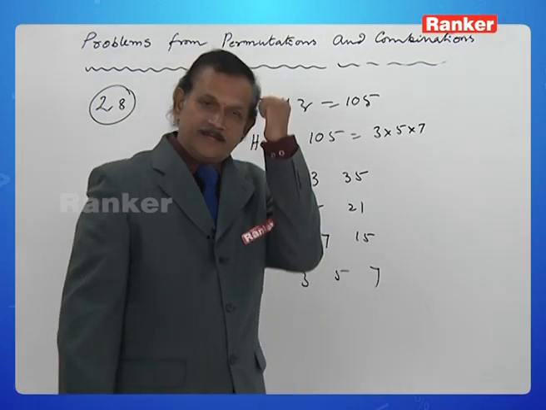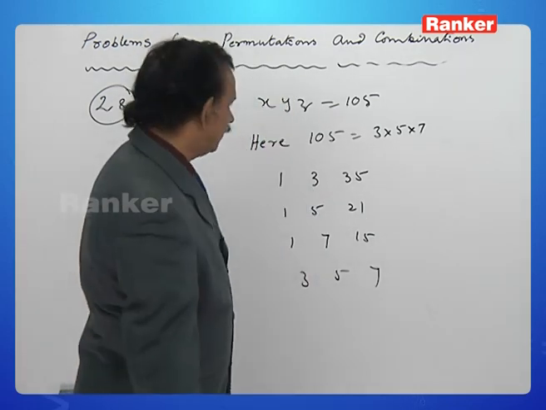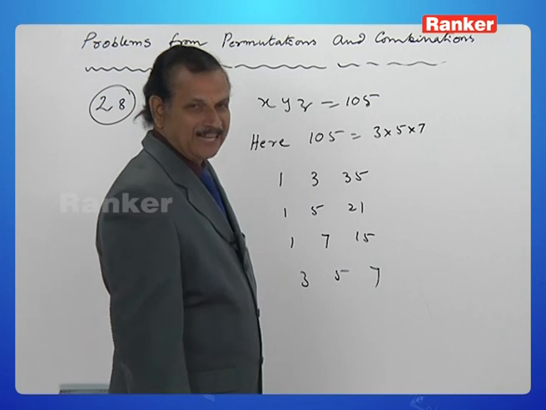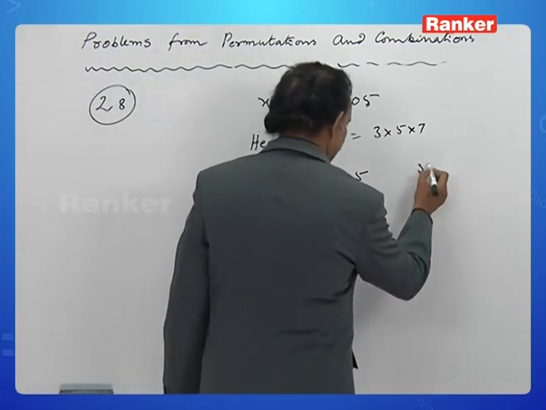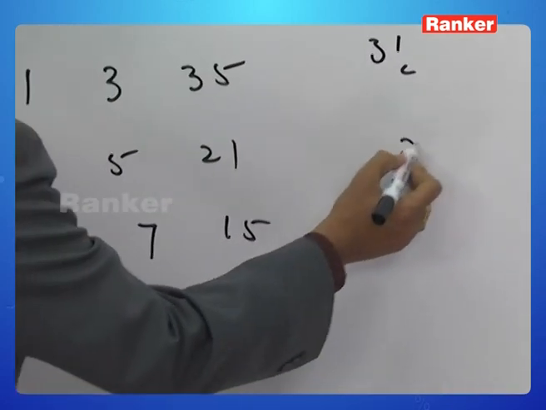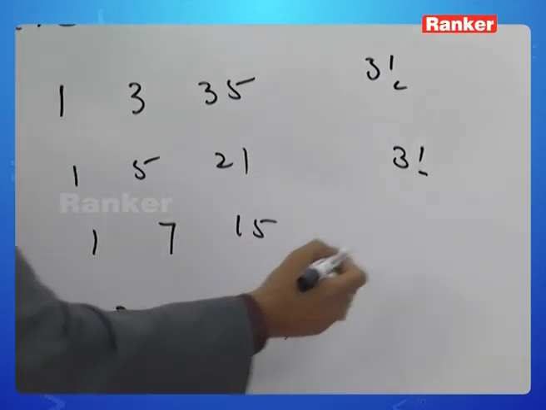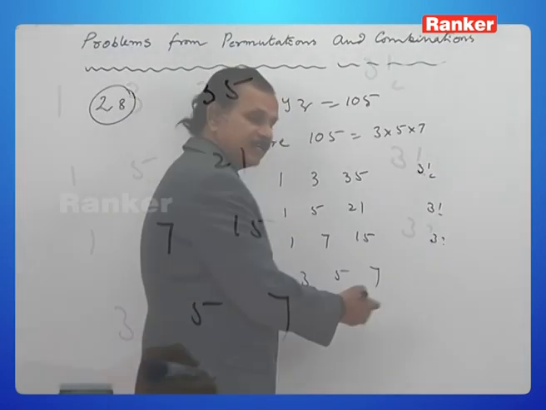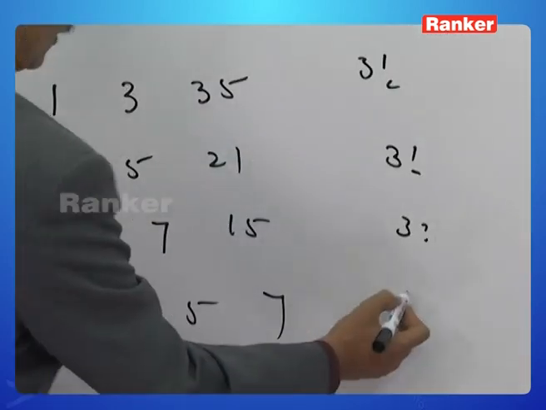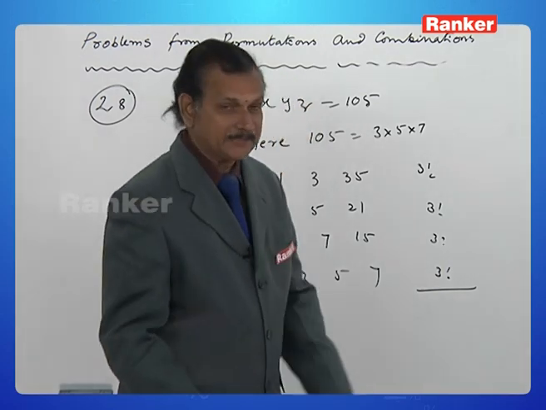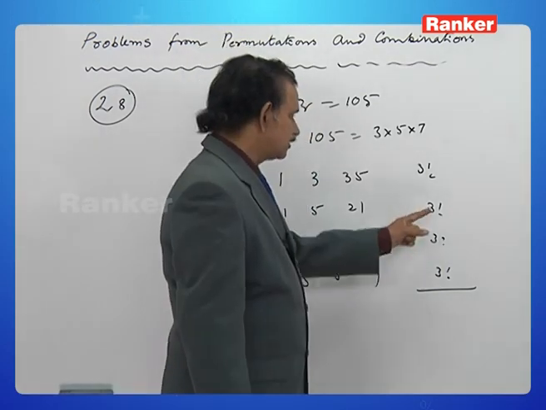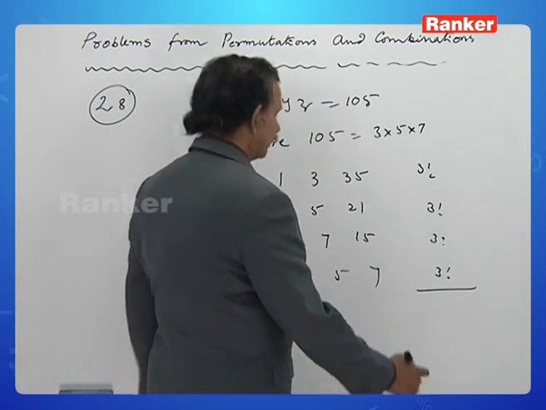positive and distinct also. Moreover, with these three natural numbers, how many triplets you can form? 3 factorial. Here 3 factorial. Here also 3 factorial. And in the last case also 3 factorial. So what is the total number of arrangements or the ways of forming the triplets? 6, 6, 6, 6. 4 sixes are 24.